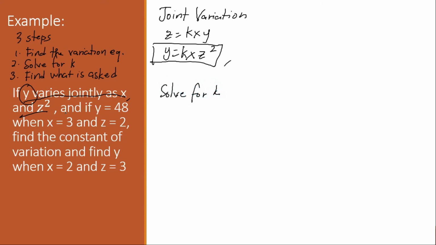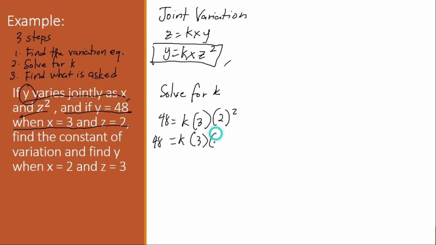So, ang sabi, if y is equal to 48 when x is equal to 3 and z equals 2, what is our k? So, substitute lang natin yan. We have 48 sa ating y equals k. Yung x natin is 3. At yung z natin is 2 squared. Okay, ngayon, simplify natin. 48 equals k times 3. 2 squared. Ang 2 squared kasi is 2 times 2. So, it will become 4. Ngayon naman, k times 12 is equal to 48. Then, divide both sides by 12. You will have k equals 4.